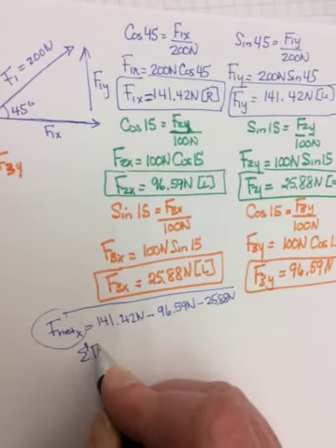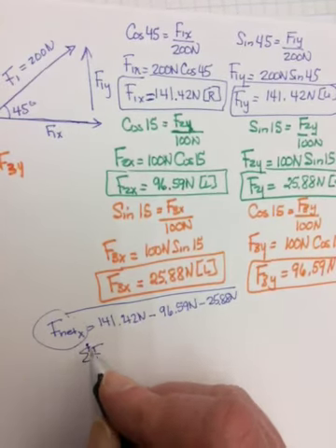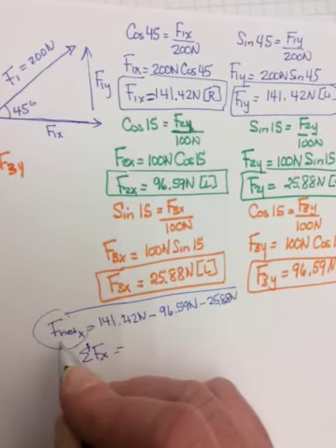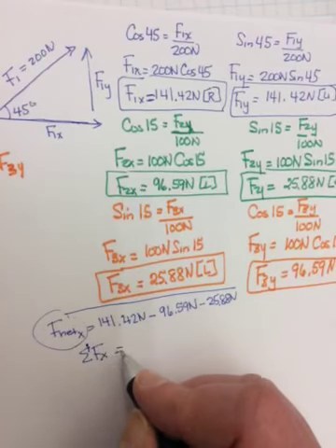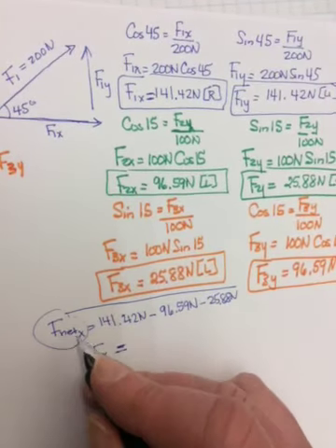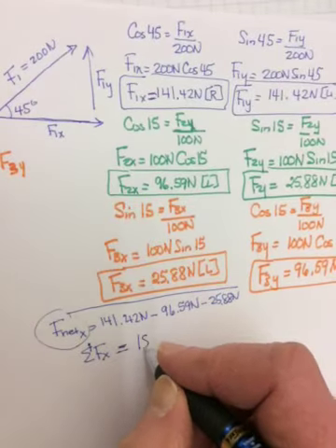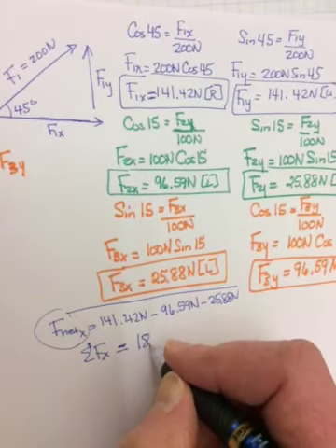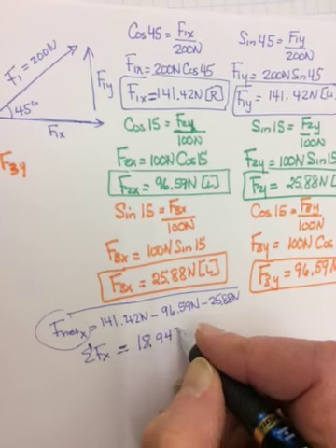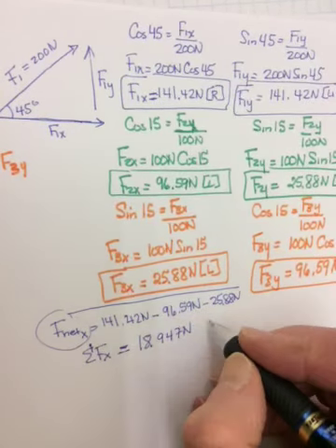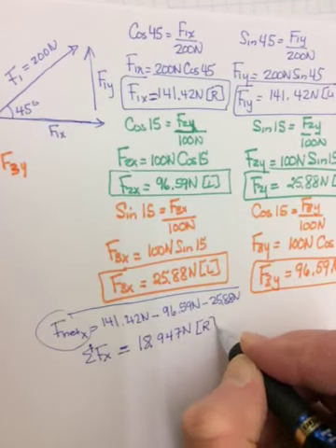Sometimes instead of F net, we might write sigma Fx to mean sum of the forces in the x direction, just so I don't have a whole sentence as a subscript here. It means exactly the same thing, and we'll talk about it in class the next time I see you. So when you add these up, you get 18.947 newtons, which ends up being positive, which means it's to the right.